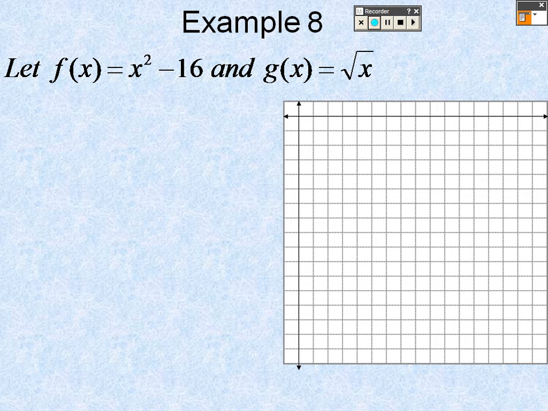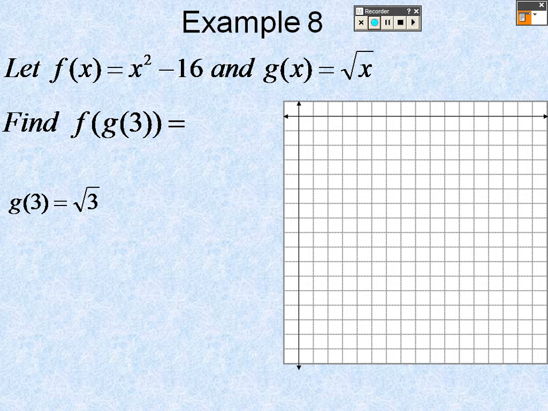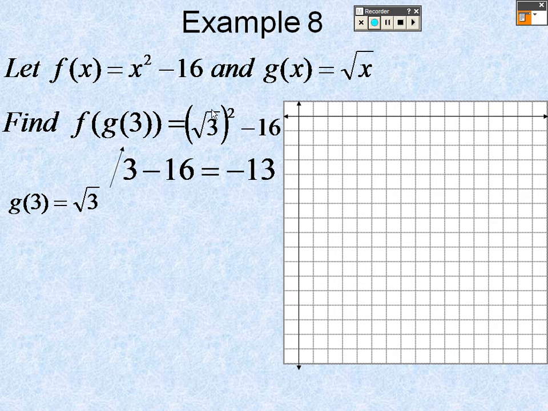2x minus 16 and root x. So we said before to find out what g of 3 of x is. So that means plug in a 3 here. So I get the cube root of 3. And then plug in the cube root of 3, the square root of 3 in. So you end up getting negative 13 as your answer. So what it's saying is when you plug in a 3, you end up getting negative 13.